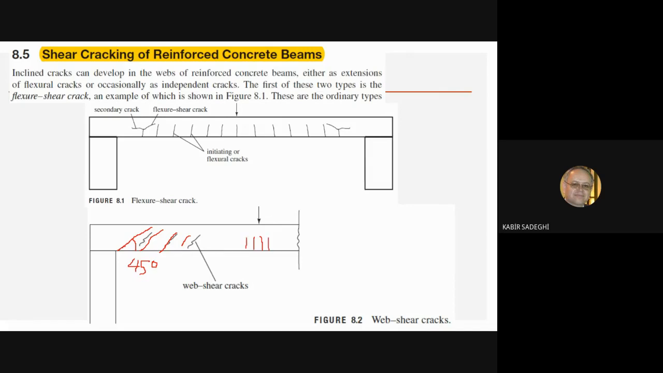You remember at middle span, we had FP, the principal stress, horizontal, and at the support, the principal stress had an angle of 45 degrees with the horizontal. Here is one. Therefore, you see some cracks are a combination of flexural and shear. At the middle, these are due to flexural cracks.